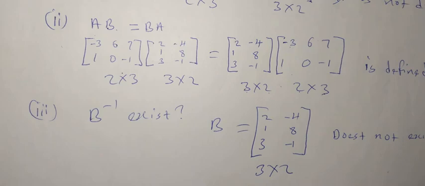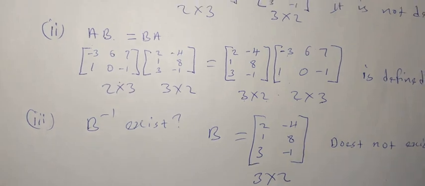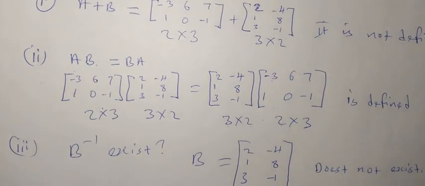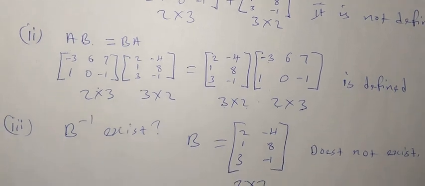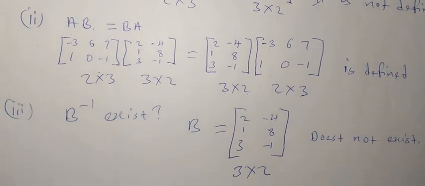The first one, since it is addition of matrices with different orders, is not defined. The second one is defined, and the last one does not exist because it is not a square matrix, a 3 by 2 matrix.